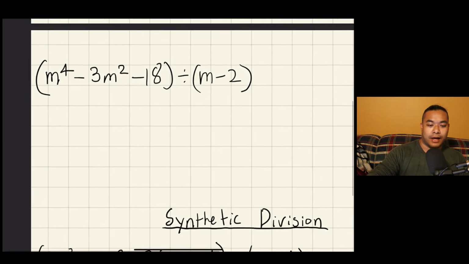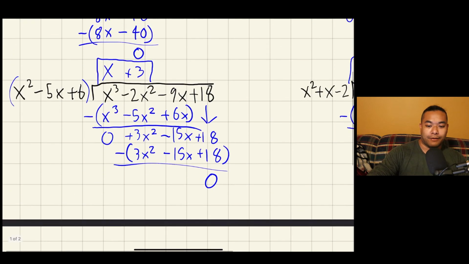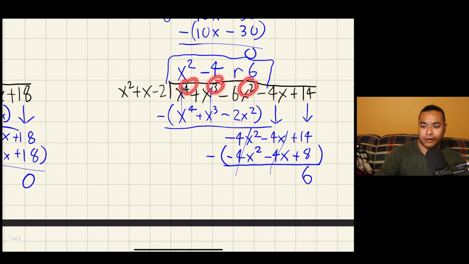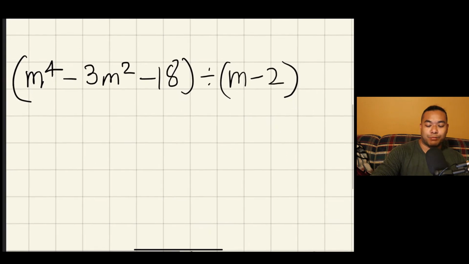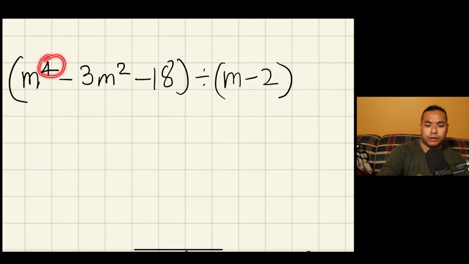We have m to the fourth minus 3m squared minus 18 divided by m minus 2. The reason I have this example here is because originally I had x cubed, x squared, x to the first power, and no x. I have x to the fourth, x cubed, x squared, x to the first power, no x. So here, if this is my dividend, then it's m to the fourth, and I'm skipping m cubed and going straight to m squared. So there is nothing m cubed.